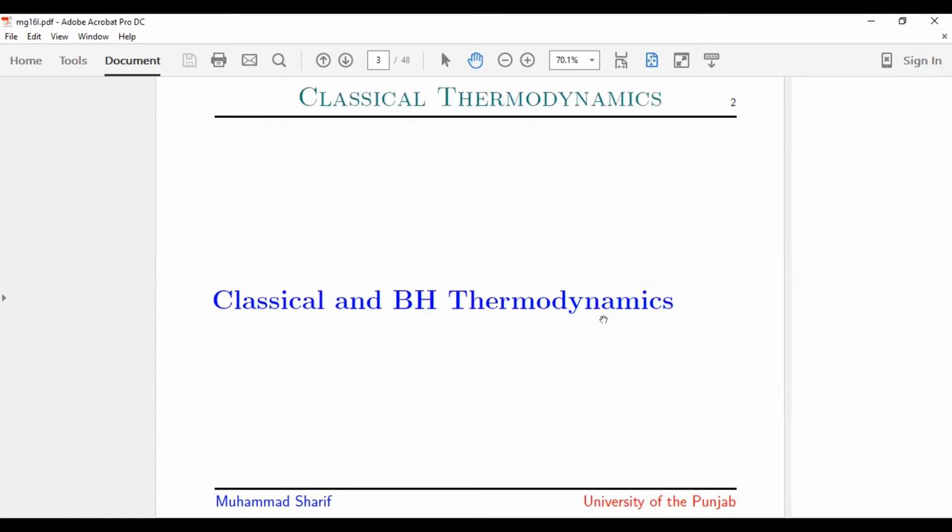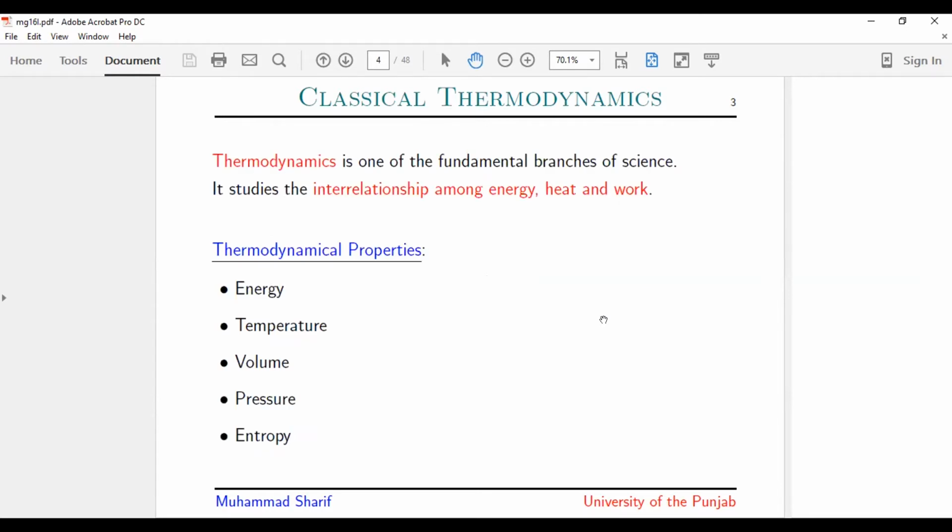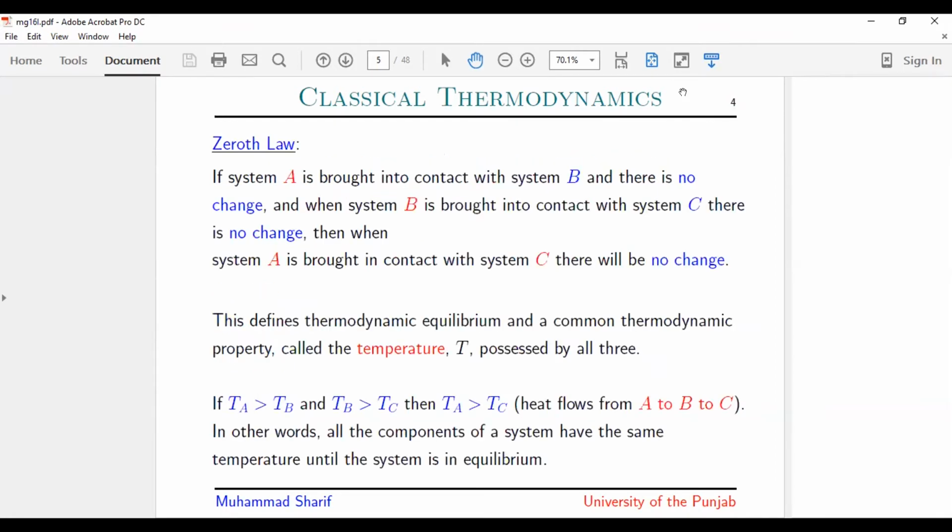So first, classical thermodynamics. Thermodynamics is one of the fundamental branches of science. It studies the interrelationship among energy, heat, and work. There are following thermodynamical properties: energy, temperature, volume, pressure, and entropy. I would first briefly discuss what are the laws of thermodynamics in classical thermodynamics.